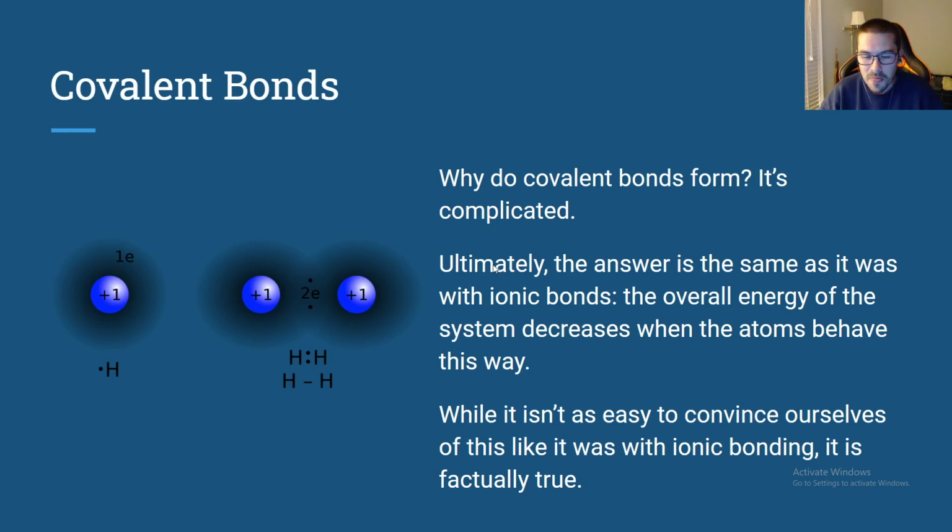And it is. Ultimately, the answer to this question, why do covalent bonds form? Ultimately, the answer is the same as it was for ionic bonds. The overall energy of the system decreases when atoms form the covalent bonds that they do. Okay, it isn't as easy to convince ourselves of this like it was with ionic bonding.